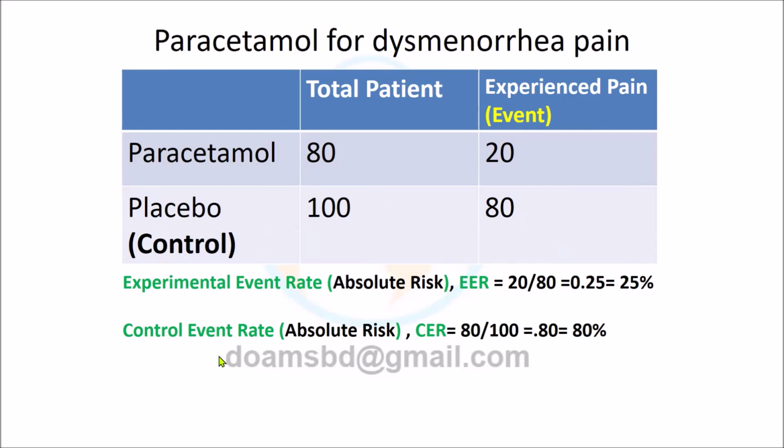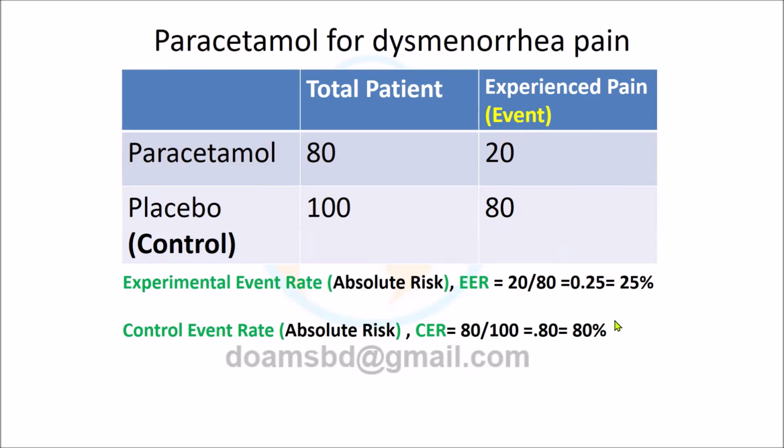Second point, control event rate. That means the event happened in the control group, that is the placebo group. So this is the absolute risk of the event, control event rate, absolute. This is also another absolute risk. In the control group, again the calculation is the same. Total is 100 and the event happened in 80. What is that? 80%. It is just a simple calculation.